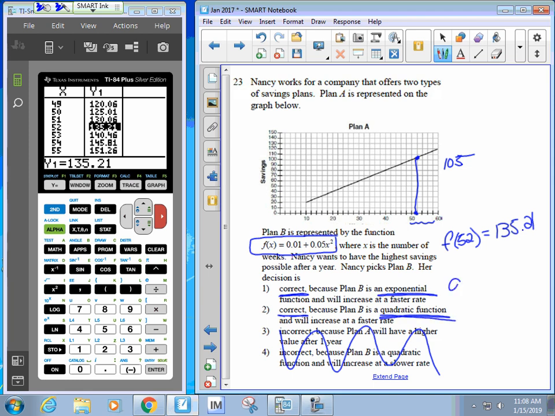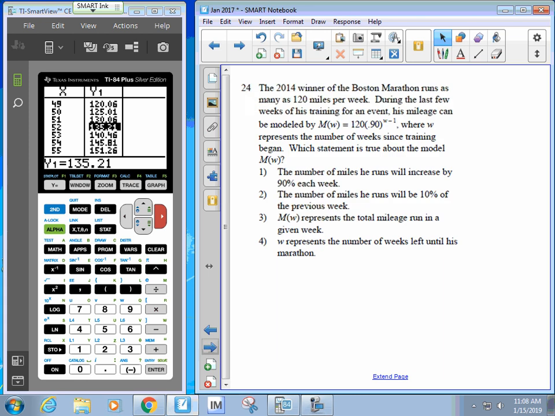Now, exponential functions are in the form a times b to the x, whereas quadratic functions have an x squared in them. This one is clearly a quadratic, so the answer is choice 2. If we had had an x in the exponent, the answer would have been choice 1. Now the last one actually gives us an exponential equation.